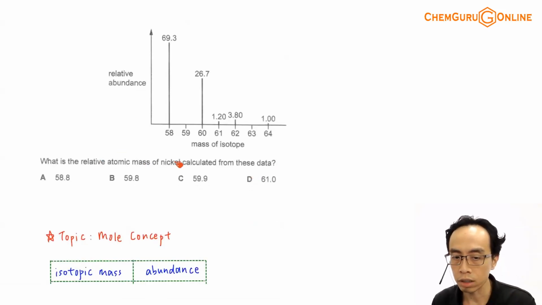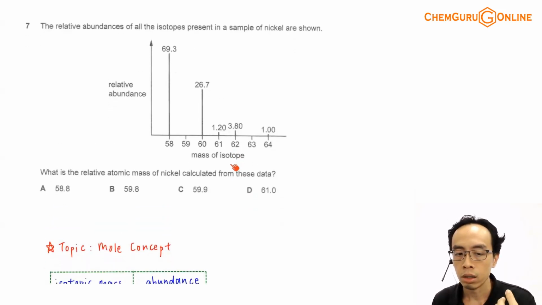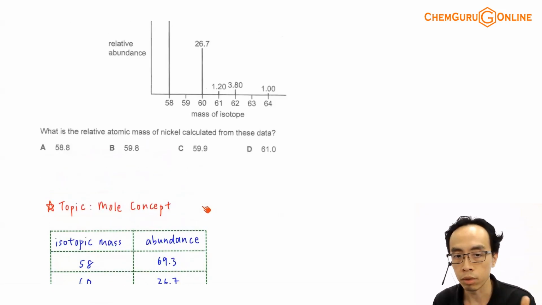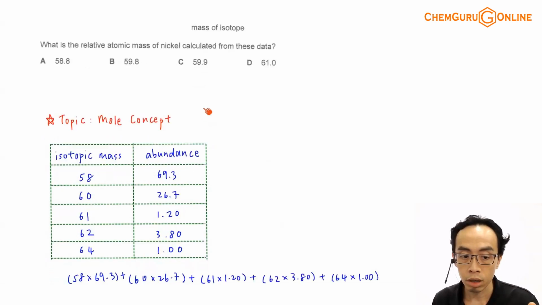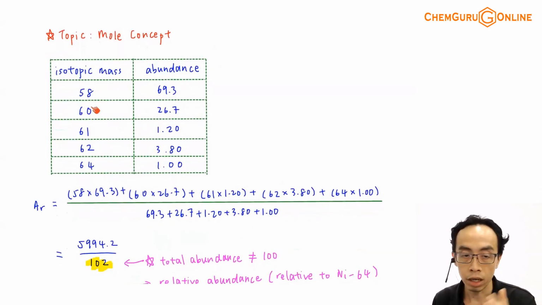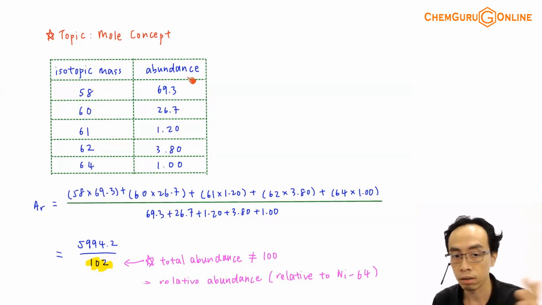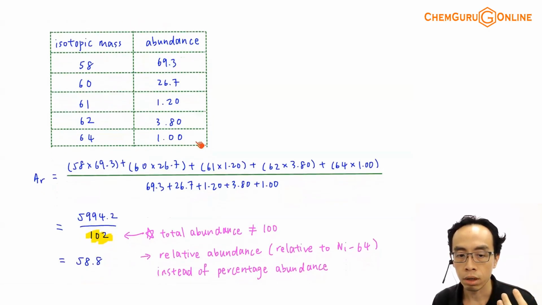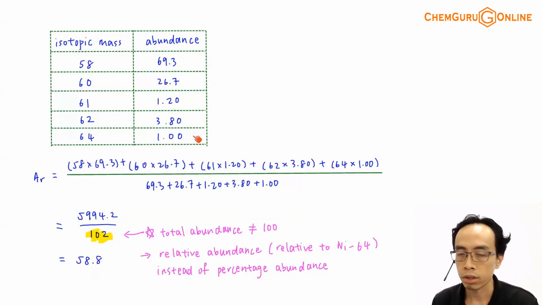Now, the relative atomic mass of nickel calculated from this data. It's actually quite easy. What I've done is I converted it to table form because I think we're more familiar with the table form. So basically what we have here, I just tabulated. These are the isotopic masses, 58, and their relative abundance. So 58, 69.3, 60, 26.7, 61 is 1.2, 62 is 3.8, 64 is 1.0. To determine the relative atomic mass, it is just the weighted average. For each of the isotopic masses, I'm going to multiply by the abundance, weighted based on the abundance, then add everything up, and divide the whole thing by the total abundance.